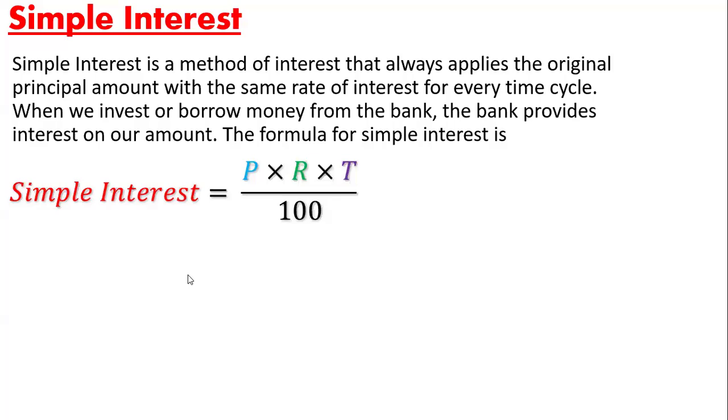Just write down the formula. Anyway, simple interest is going to be P times R times T. This is the formula for simple interest.